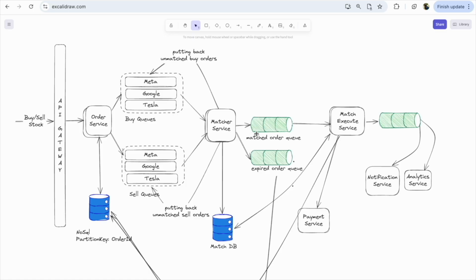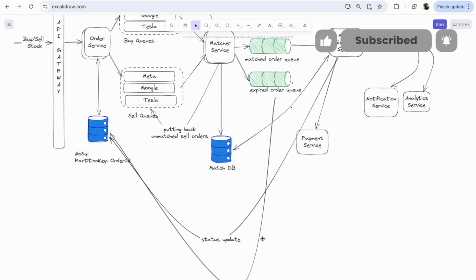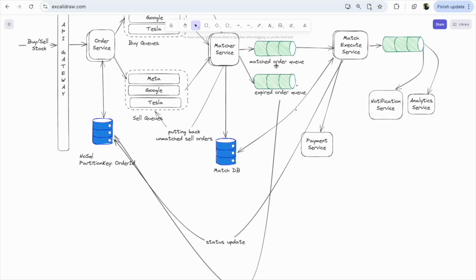Other than that, the design is the same here. We see we have this matched order queue from where the match execution service is listening, and it is talking to the payment service, and it is updating the database. Also we have one expired order queue. After the market closure time, the remaining orders will be expired, right? So we can put these orders in this expired order queue. I have not drawn it here, but we can have some workers that will read from this expired order queue and update the order database that these orders have been expired.